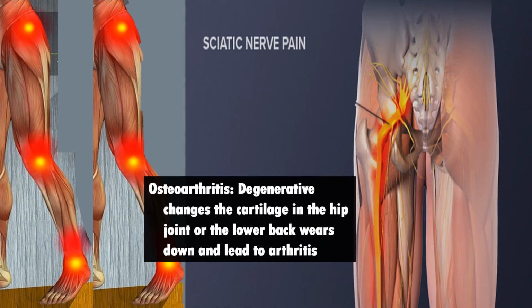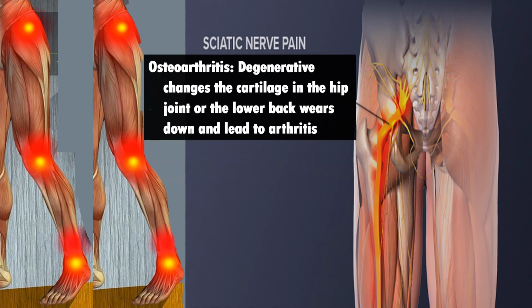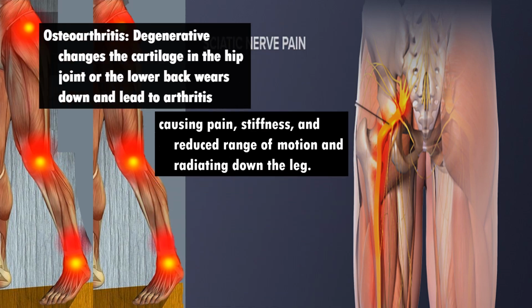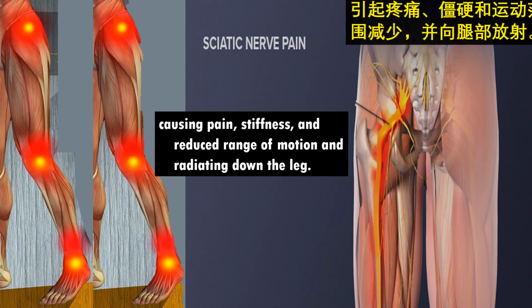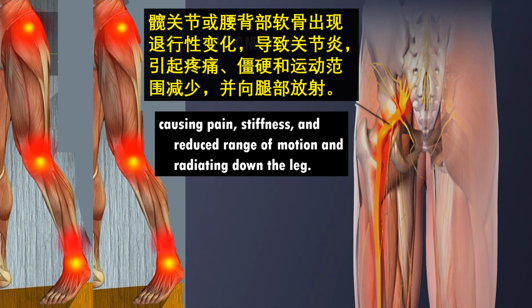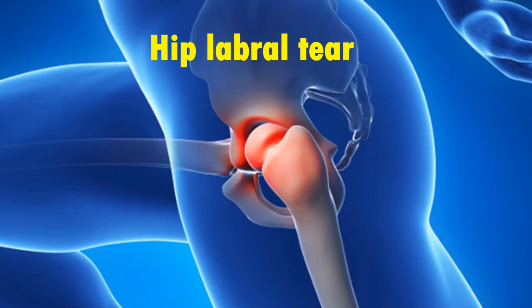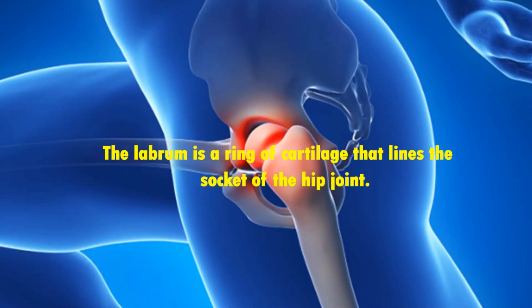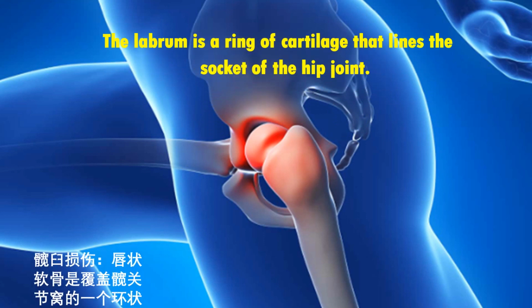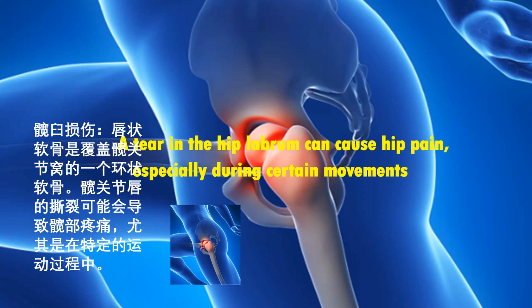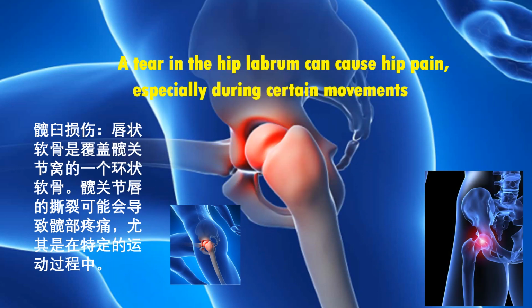Osteoarthritis. Degenerative changes: the cartilage in the hip joint or the lower back wears down and leads to arthritis, causing pain, stiffness, and reduced range of motion and radiating down the leg. Hip labral tear. The labrum is a ring of cartilage that lines the socket of the hip joint. A tear in the hip labrum can cause hip pain, especially during certain movements.